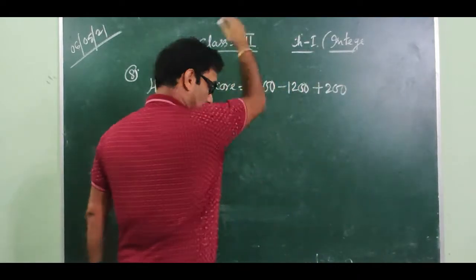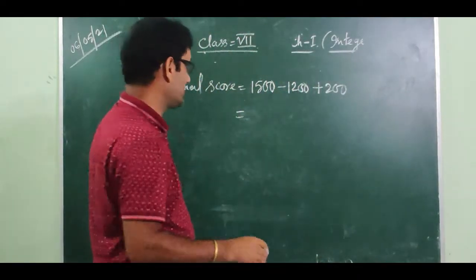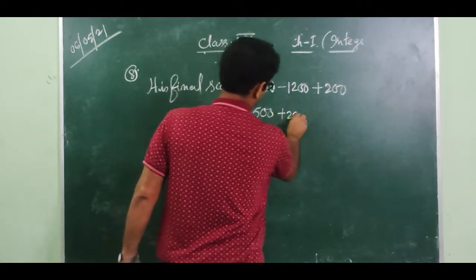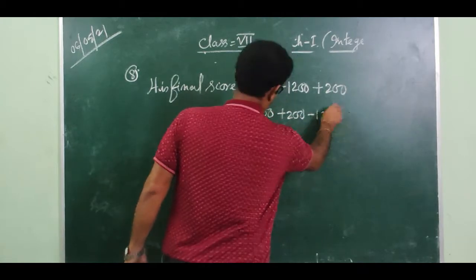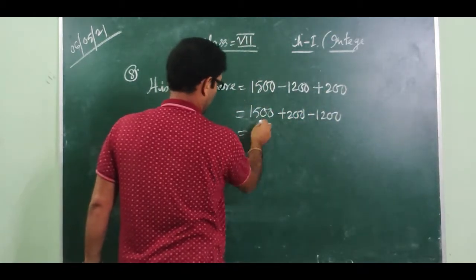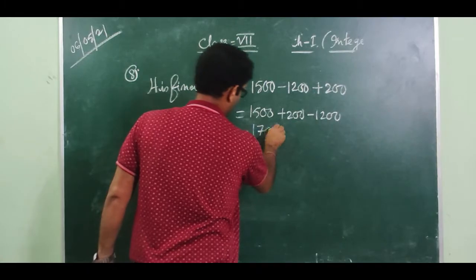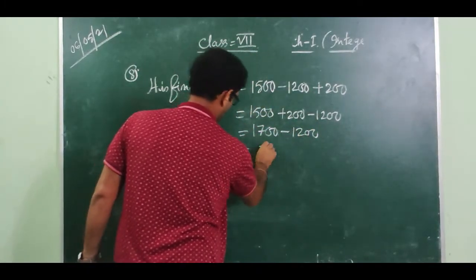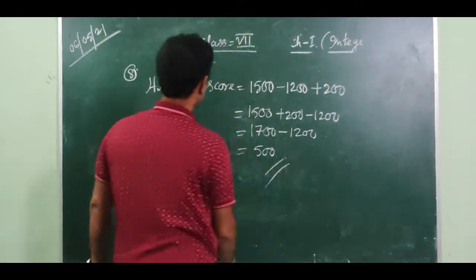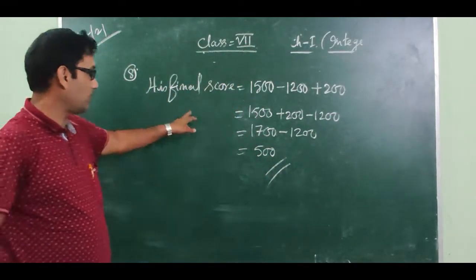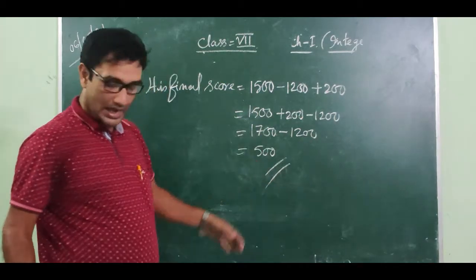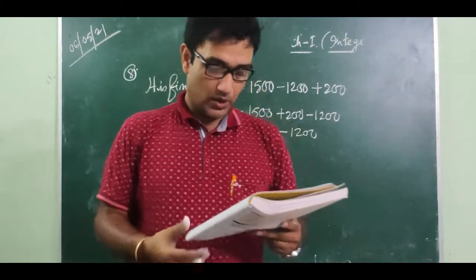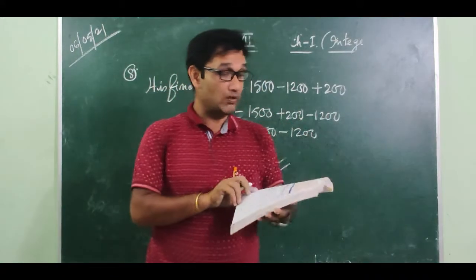Then you use the previous method, the positive and negative integers. That means 1500 plus 200 minus 1200. That means 1700 minus 1200. If you subtract, you will get 500. So his final score will be 500. Like this way, the remaining ones, 9, 10, 11, 12, you try to solve yourself.